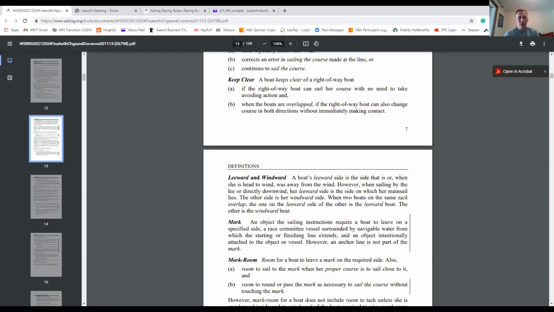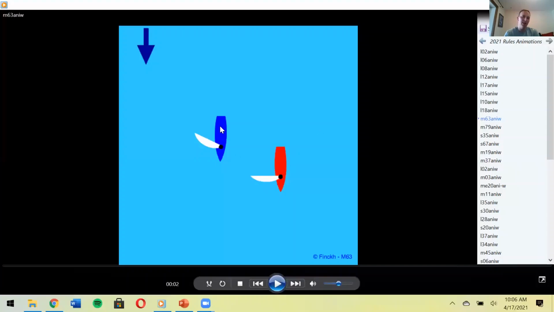So here, when we're passing, when blue is clear astern, then red has right of way over blue. When blue is overlapped with red, then blue has right of way, except because blue is passing, blue can't go wherever blue wants to go. Red has some rights to sail her proper course.